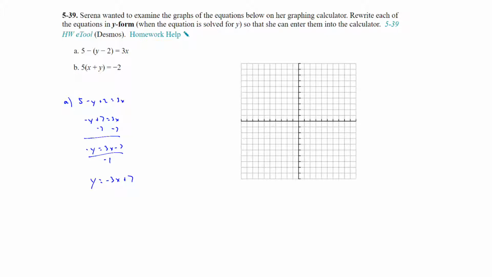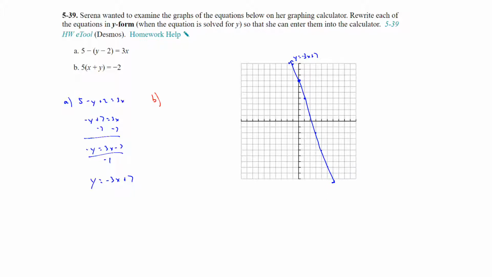So I can graph this on here. We've got the y-intercept, and then the slope is down 3 to the right 1, or you can go up 3 and to the left 1. And so then you can use your straight edge to graph this, and that's the equation y equals negative 3x plus 7.